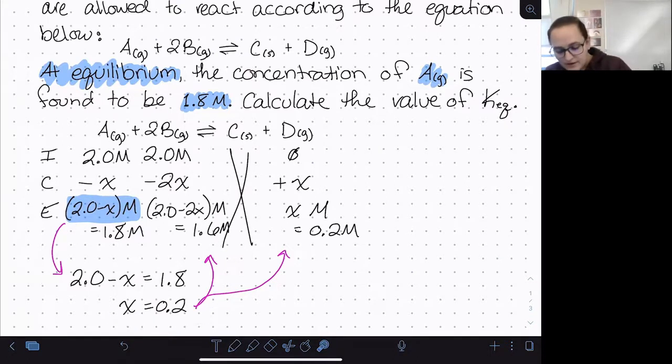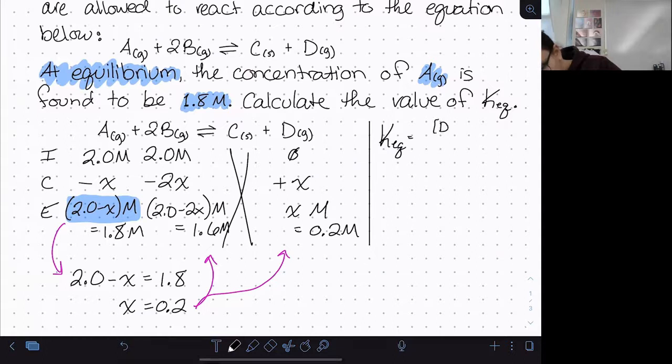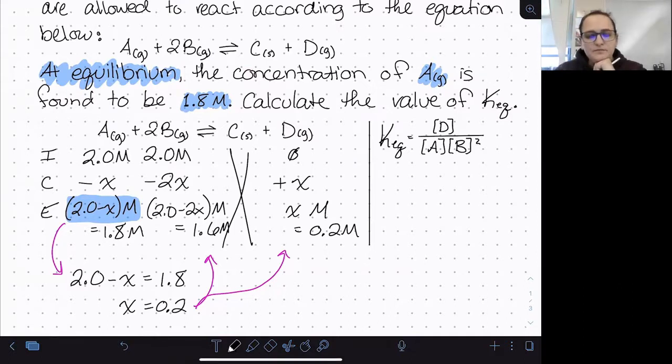So at this point, we need to write our equilibrium expression and plug in our values. If we want to write our equilibrium expression here, our product that we need to include is D. C is a solid, so it gets left out. On the reactant side, we have A, and we have B with a coefficient of 2, so that gets squared. So this is our equilibrium expression.